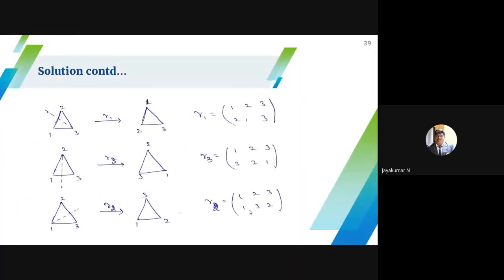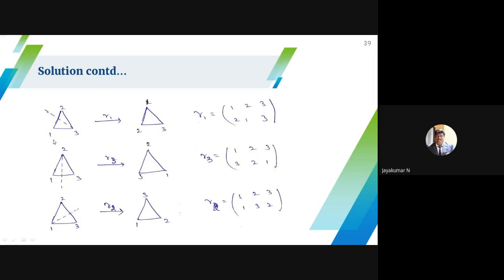Next, flip along a vertex. You can choose any vertex, that is not a problem. Suppose I want to flip along 3. So what do you get? Flip means, if you flip along 3, only the vertices 2 and 1 are interchanged. So here 2, here 1. I can write 1 map onto 2, 2 map onto 1, 3 map onto 3.